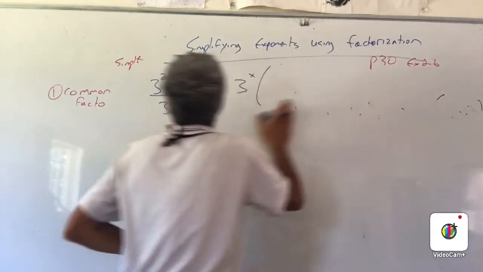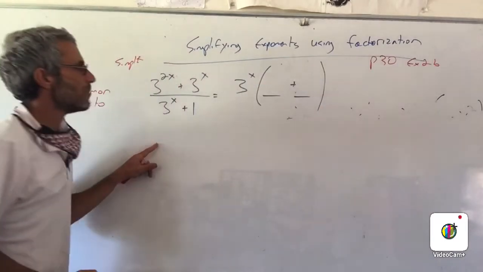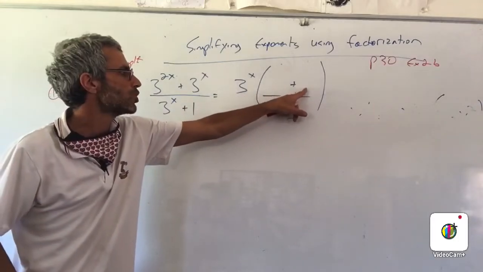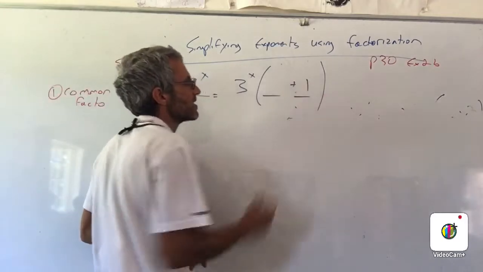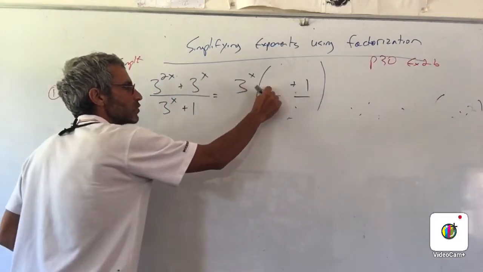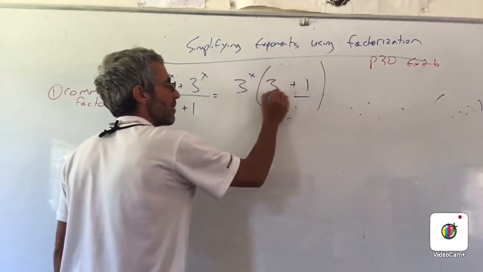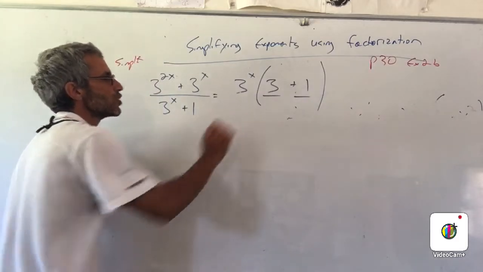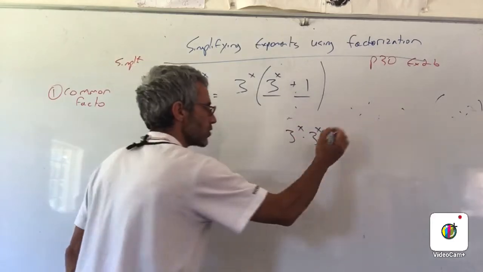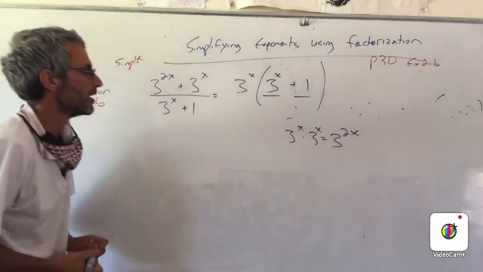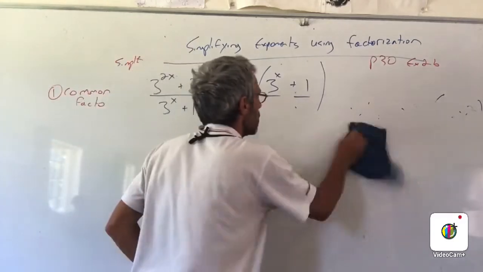Now I need to write 2 terms here, something plus something. Maybe let's start with the second one. What should I write here so that if we multiply it by 3 power x, I'll get 3 power x? 1. Okay, so that's easy. What must I write here so that if we multiply by 3 power x, I'll get 3 power 2x? 3 to the power of what? Just x. Because 3 to the power of x times 3 to the power of x, exponent rules, which I know you know by heart by now, is 3 to the power of 2x. So I'm going to carry on.